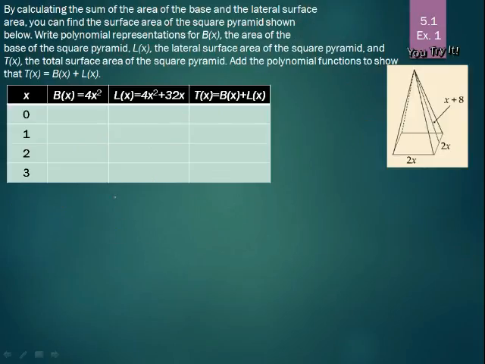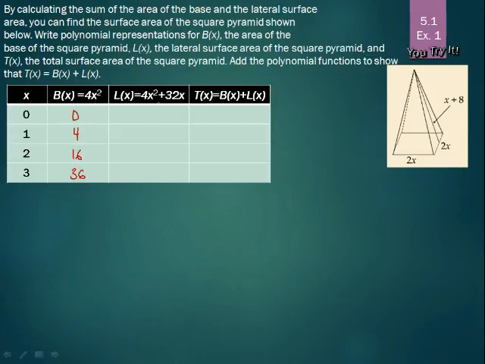Okay, so now we can use tables to find values for B of x, the area of the base, and then the lateral area, and then we can add those together to get T of x. Once we get those values, we can use finite differences to find an equation for T of x and compare it to what we already added on the previous slide. Plugging in values for B of x, we plug in 0, 4 times 0 squared is 0, 4 times 1 squared is 4, and so on.